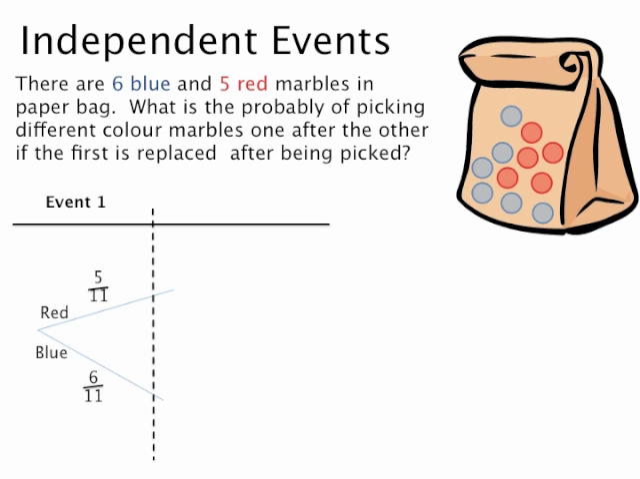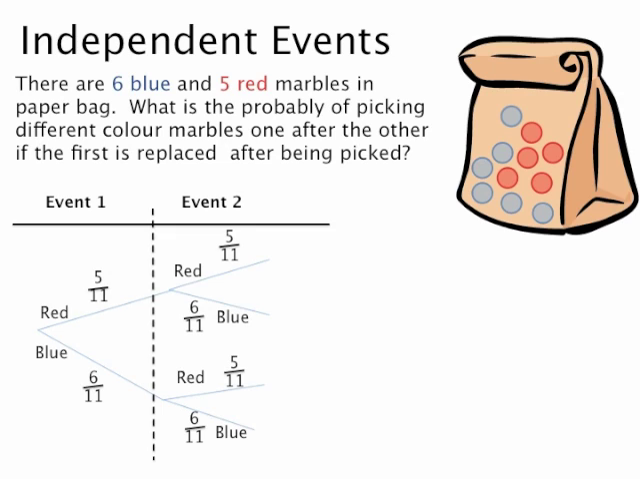So the probabilities are still the same for our second event of getting a red or a blue. It's still going to be 6 out of 11 chances of getting blue or 5 out of 11 chances of getting red. And we can draw those onto our probability tree as we have done. Then we can multiply along the branches to figure out the probability of getting either a red and a red, or a blue and a blue, or blue and a red, or a red and a blue.